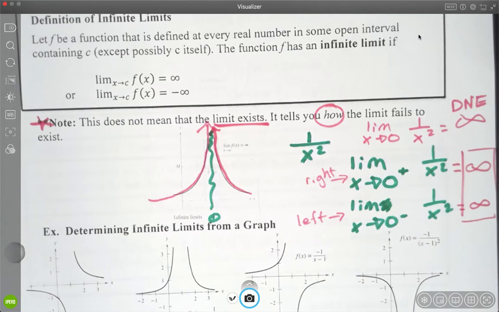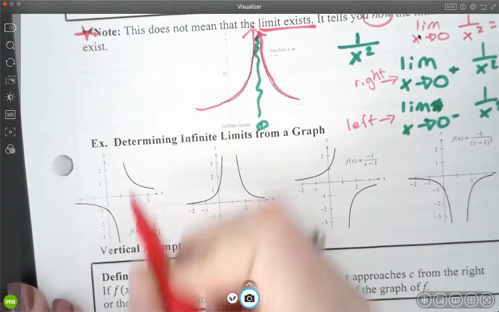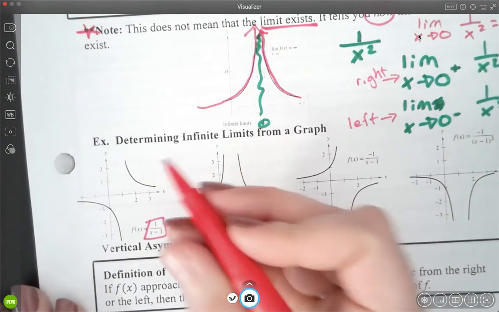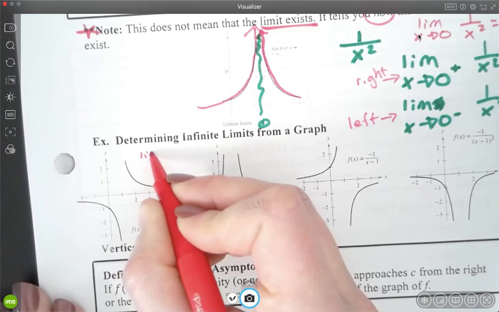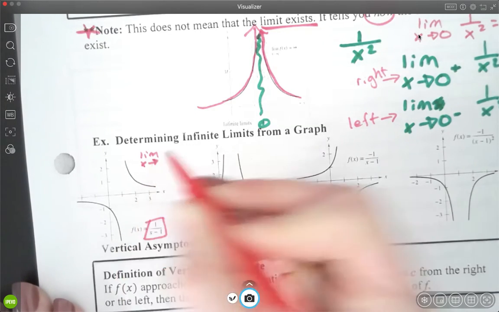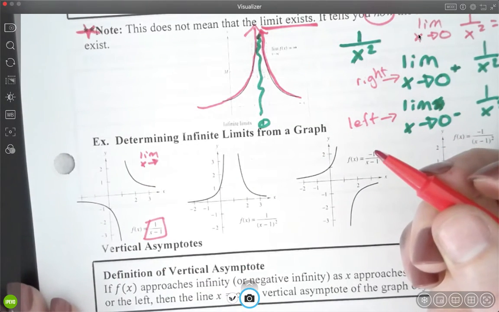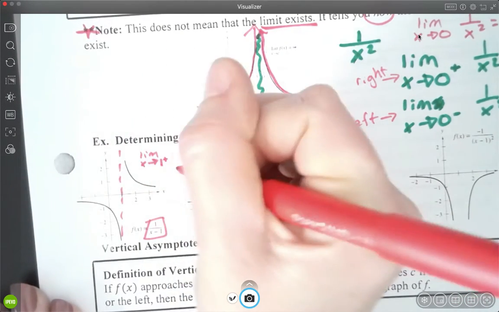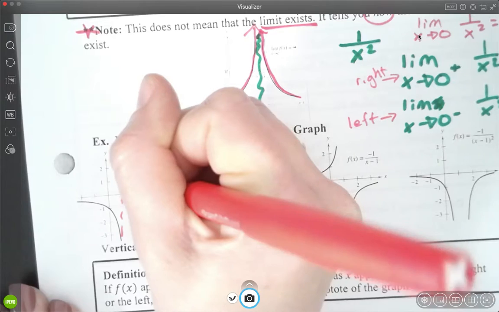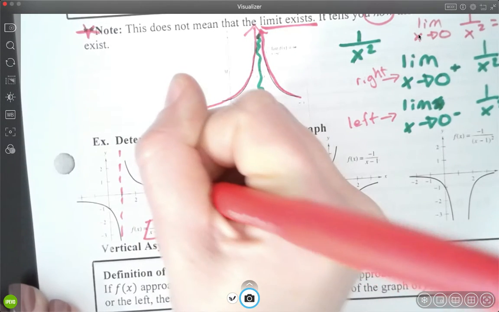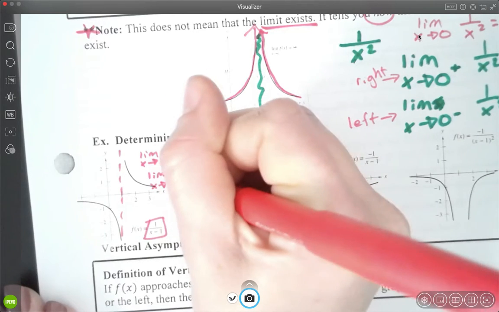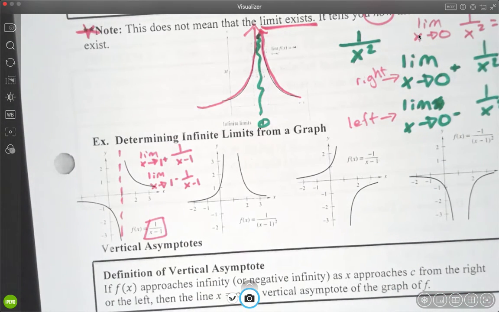All right, so let's look at some of the other examples. They have this one right here. This is 1 over x minus 1. So I'm going to do the limit as x approaches, where's the vertical asymptote at? 1. Okay, so we're going to look at 1 as it approaches 1 from the plus, and the limit as x approaches 1 from the minus, of 1 over x minus 1. We're going to figure out what each one of those is.